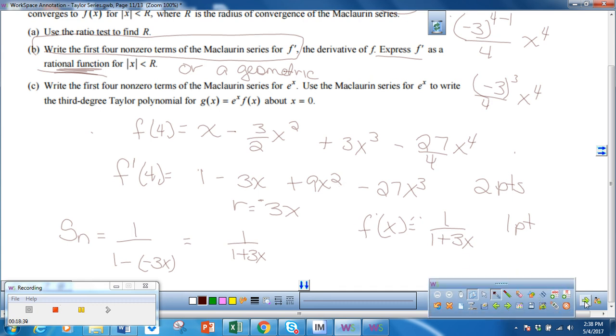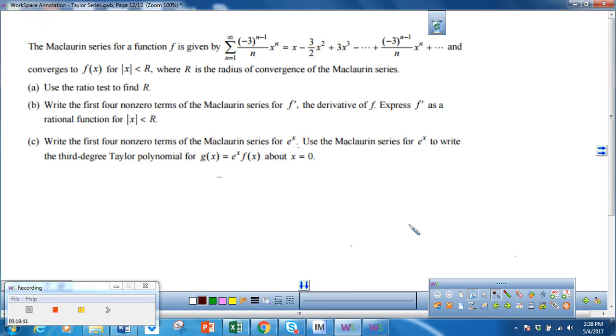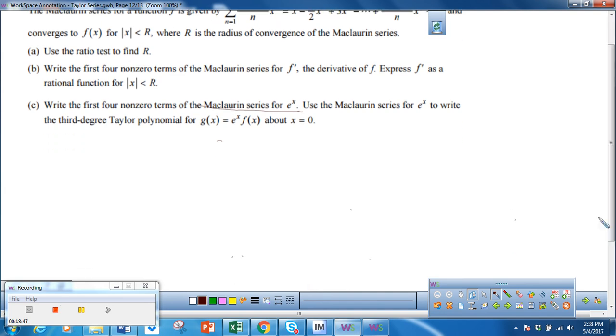All right, and C, the first thing it asks us to do is to write the first non-zero terms for e to the x. So as I said in the beginning, you should know e to the x. Now, if you have the time on the test and you don't remember it, you can do a Taylor for it and find all the derivatives, because e to the x is easy. But it's so much easier when you can just write those terms.